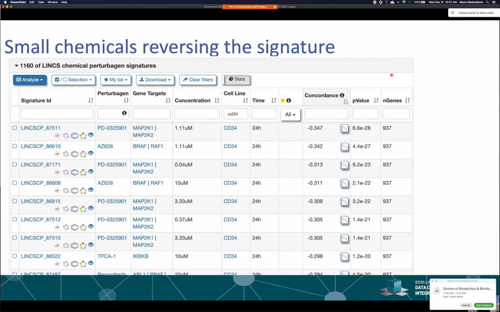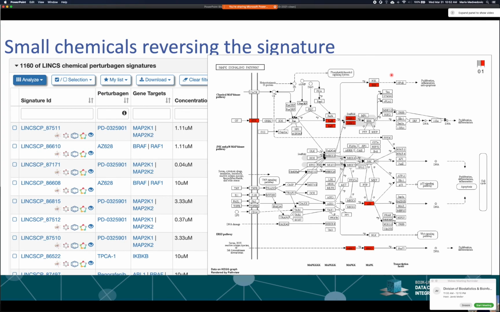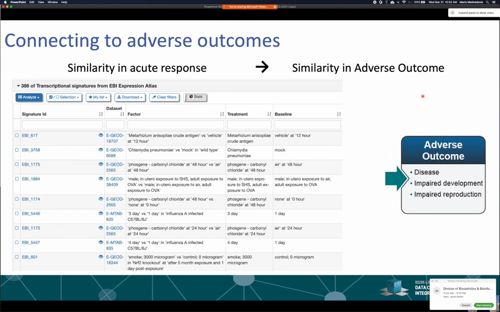We can also compare this to, say, chemical perturbagens that potentially could reverse the effect. So now we would look at negative correlations. And again, one of the pathways that shows up, right? For each chemical perturbagen for which we know the target, we can now run enrichment of the targets and identify that maybe inhibition of MAPK signaling can lead to decreased inflammation, which makes perfect sense. So this is about the mechanism.